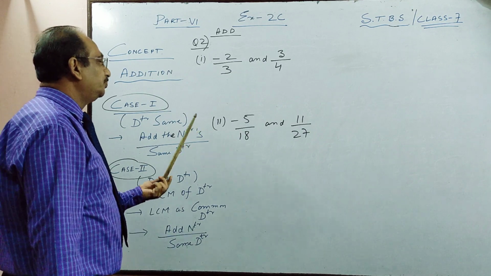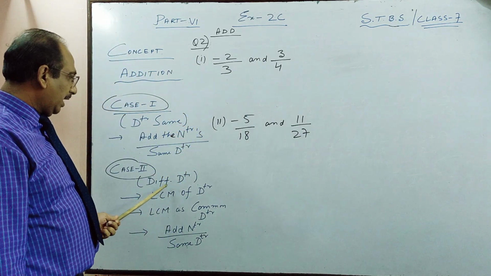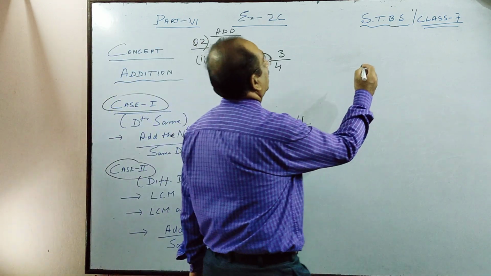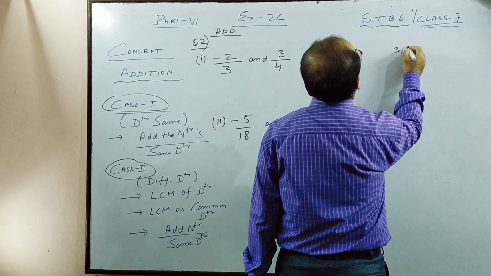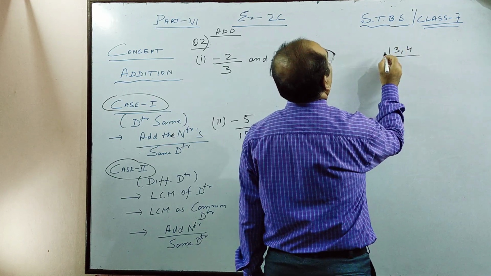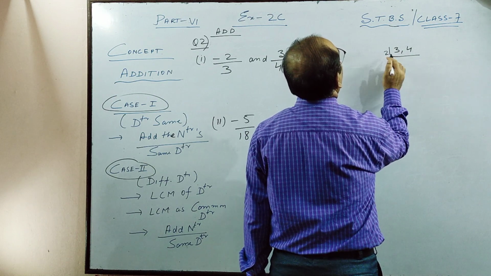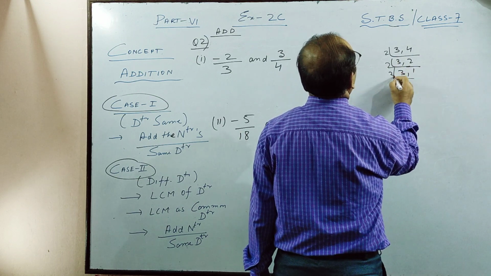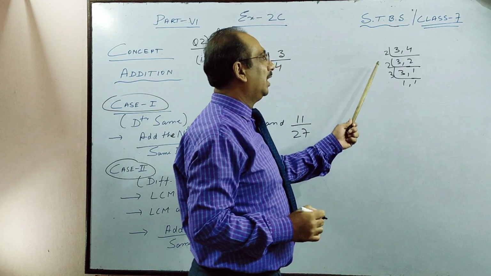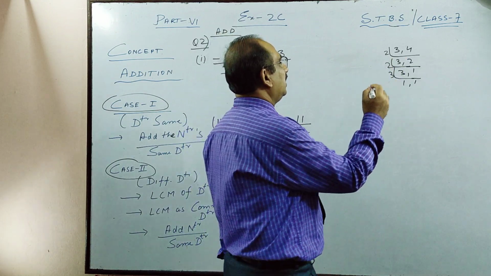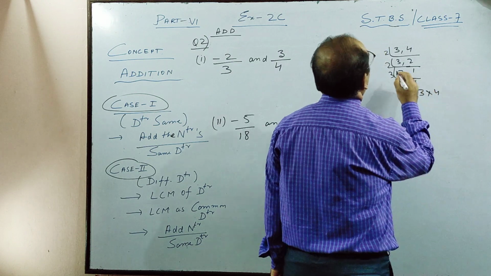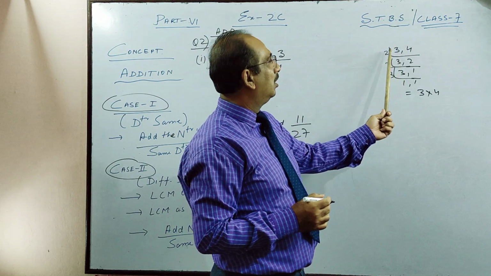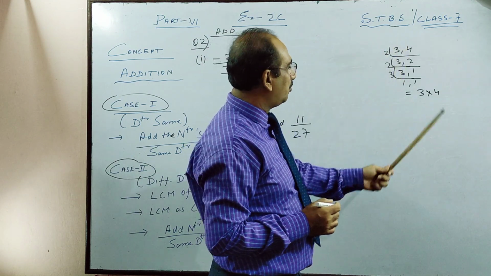Now we move on to question 2, where we have different denominators. What do we do? Find the LCM of the denominators. Find the LCM of 3 and 4. You can do it like this, or directly, because nothing is common between the two. So the LCM of two numbers prime to each other is the product, 3 into 4.